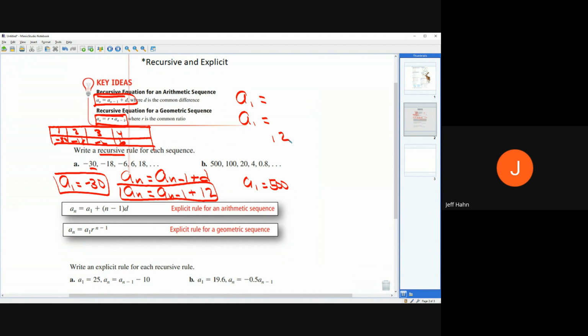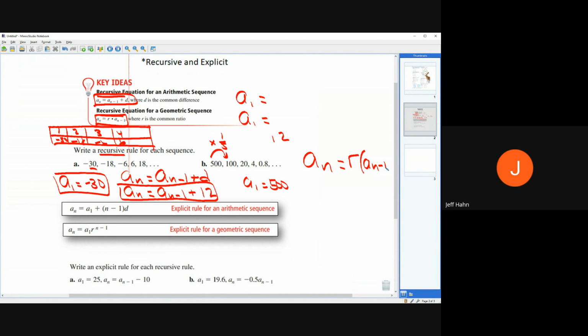Let's look at this one, which is the geometric one, I hope, because what do I do each time here? I multiply by 1/5, which is divide. Divide by 5 is multiplied by 1/5. So, ladies and gentlemen, this is a geometric one because it's multiplying, and the rule for this is a sub n equals whatever r is times a sub n minus 1.